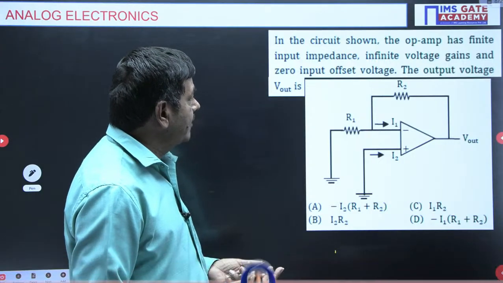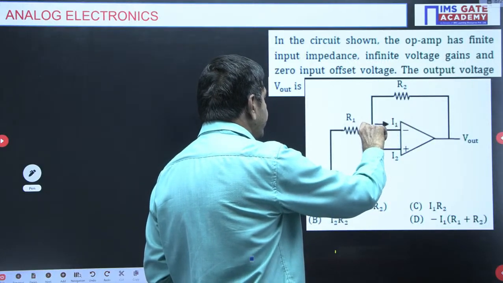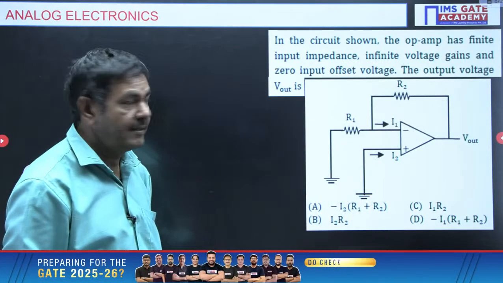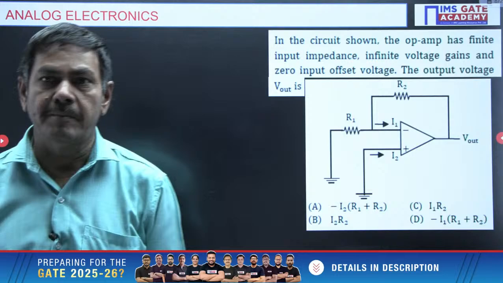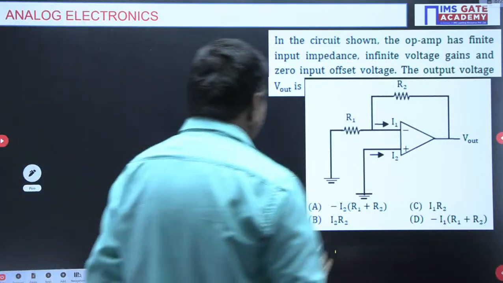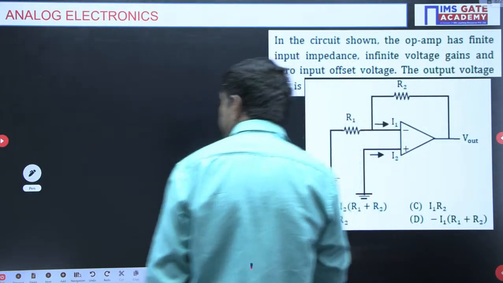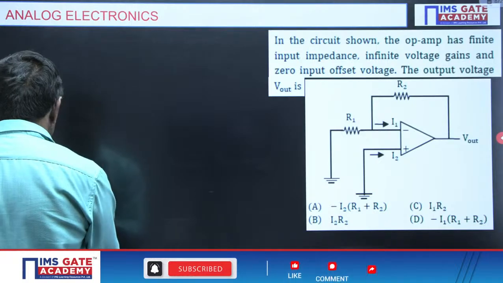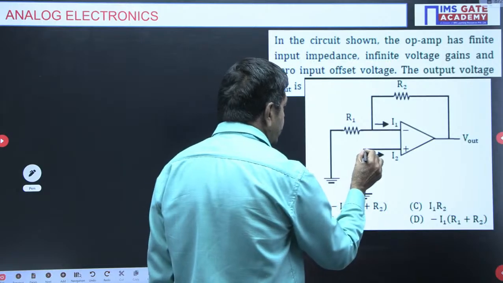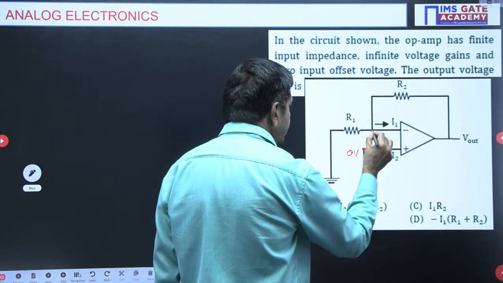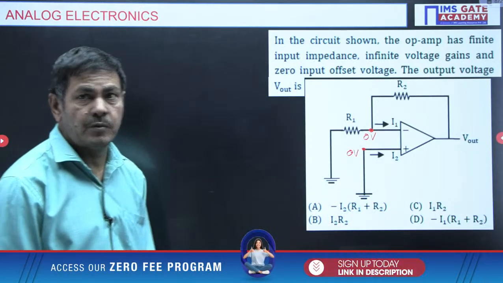And a zero input offset voltage means the difference of this voltage must be zero voltage. Input offset voltage means the difference of this voltage must be zero only. But the output voltage Vout is what is asked in the problem. We know very well, input offset voltage 0 means this is 0 voltage. Anyhow, this V plus is 0 only here. V plus is nothing but the 0 voltage, and this also is 0 voltage only.